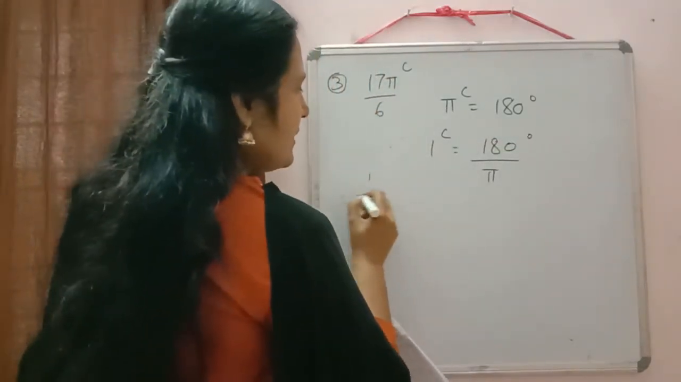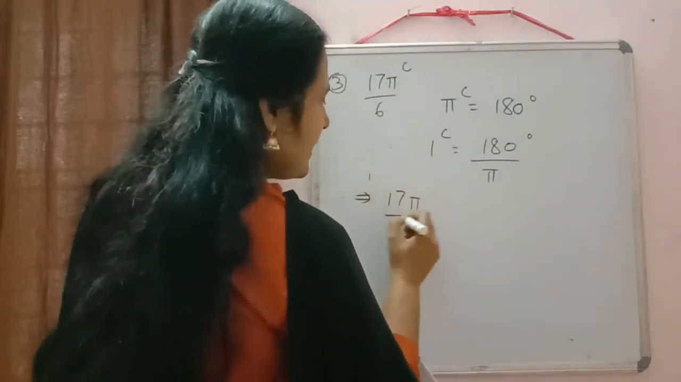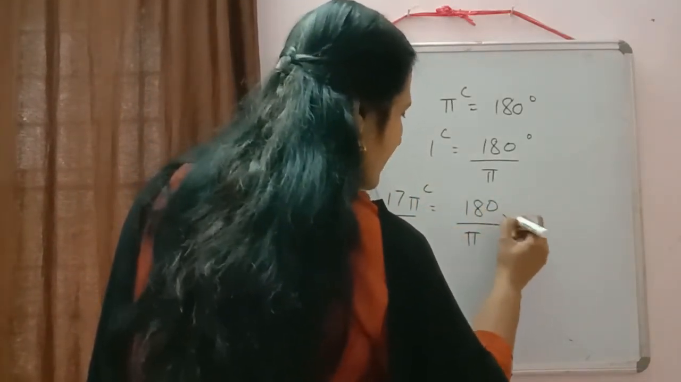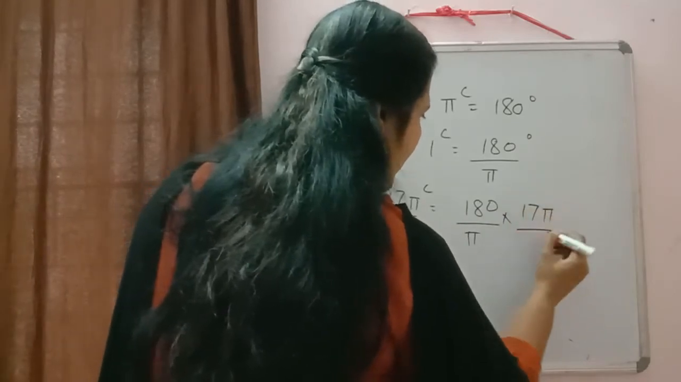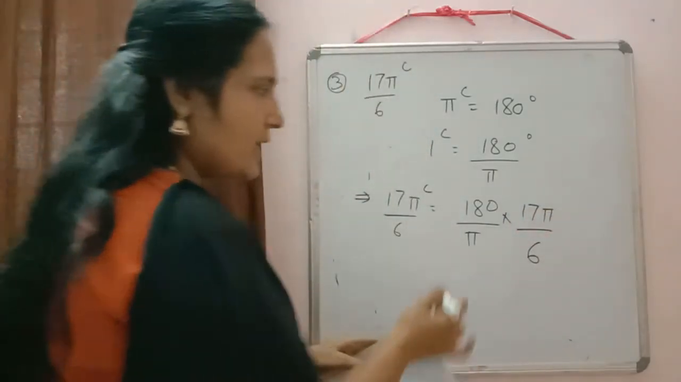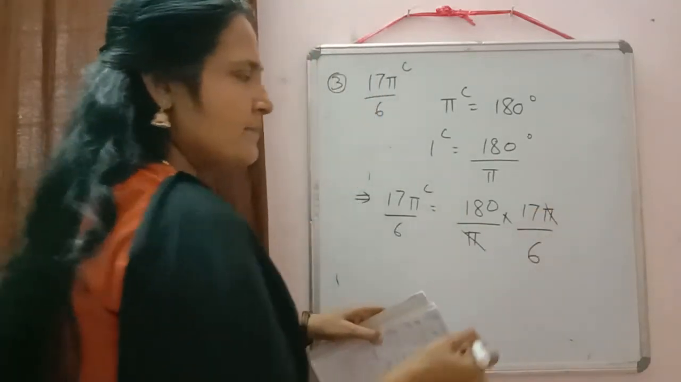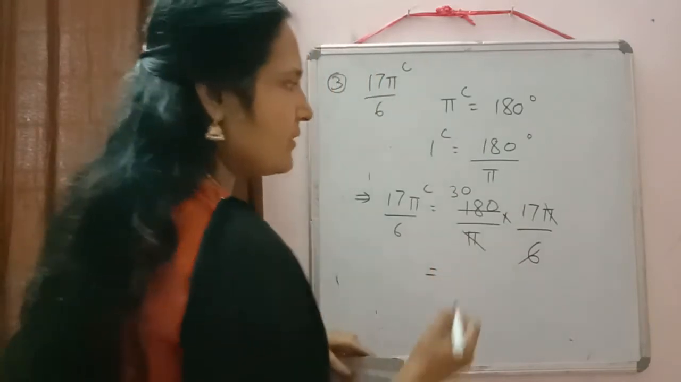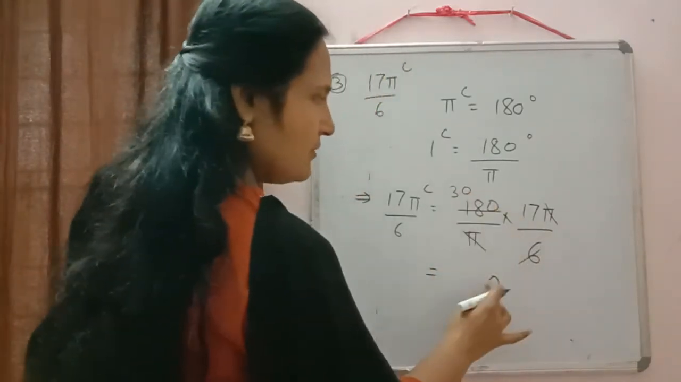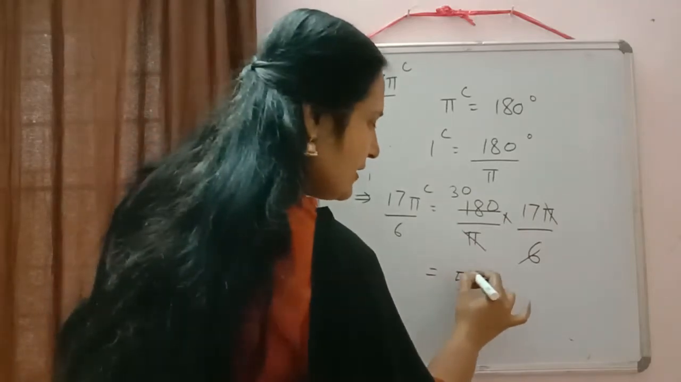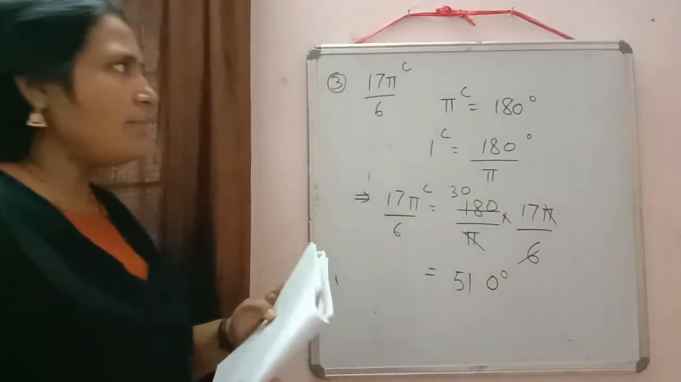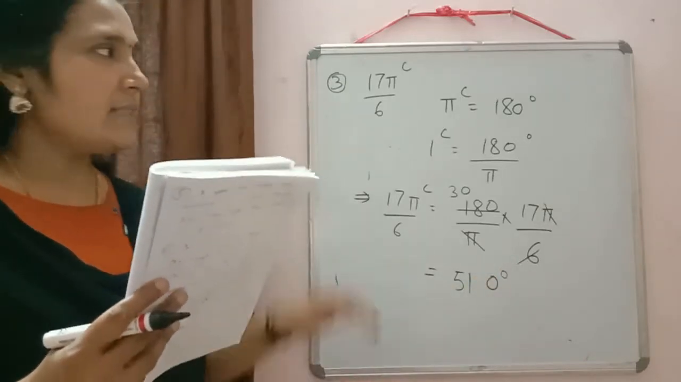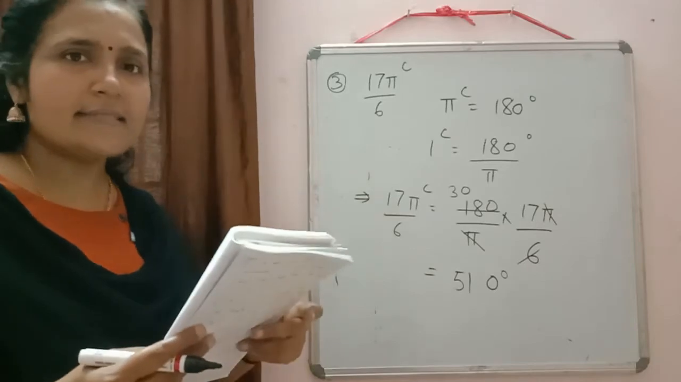So from here, 17 pi by 6 radian will be equal to 180 by pi into 17 pi by 6. Here again pi and pi will get cancelled. 6 and 180 also we can cancel. So our angle will be equal to 17 into 30. 17 threes are 51, so 17 pi by 6 is equal to 510 degree. So I think conversion between radian and degree is clear to you.